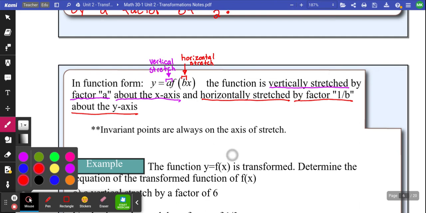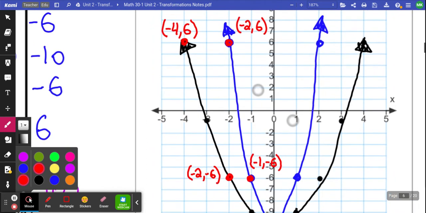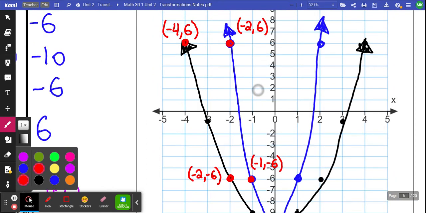So if we look at a picture like this one, we took our x values and we were stretching them closer to the y-axis. See how it moved inwards? It came closer. Right? That's stretching about the y-axis. So it's getting closer to the y-axis. So what it says is that invariant points are always on the axis of stretch.